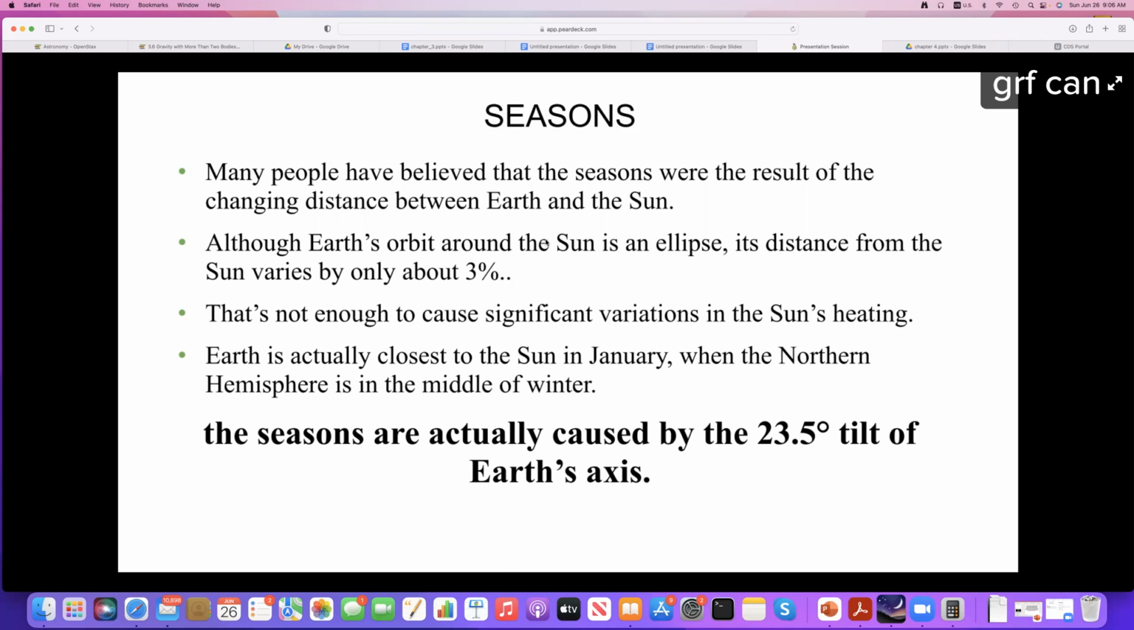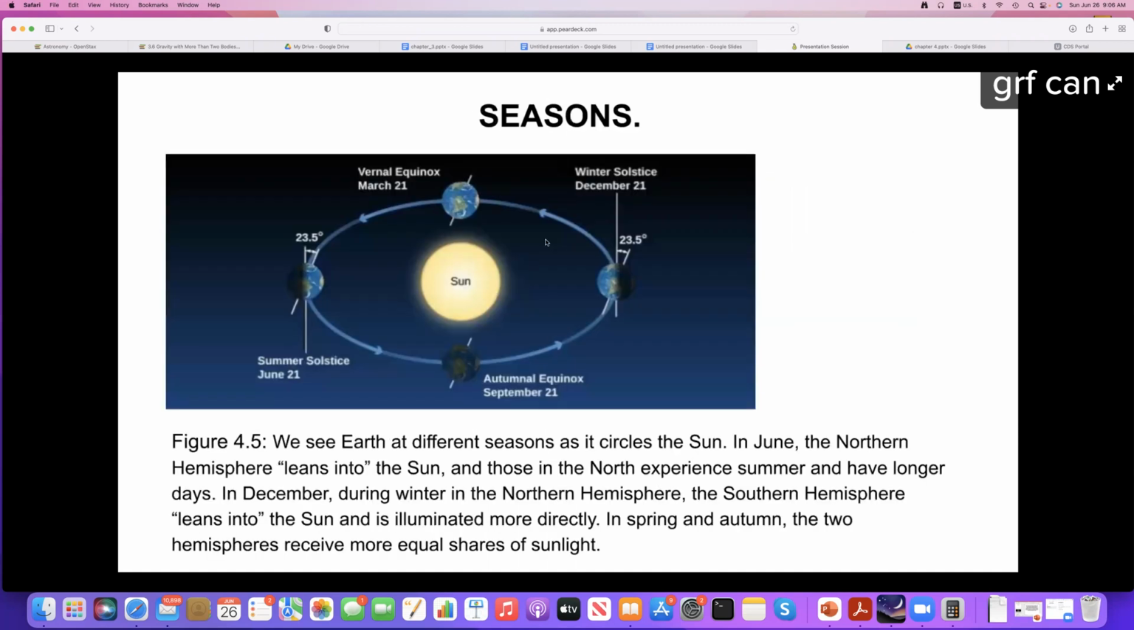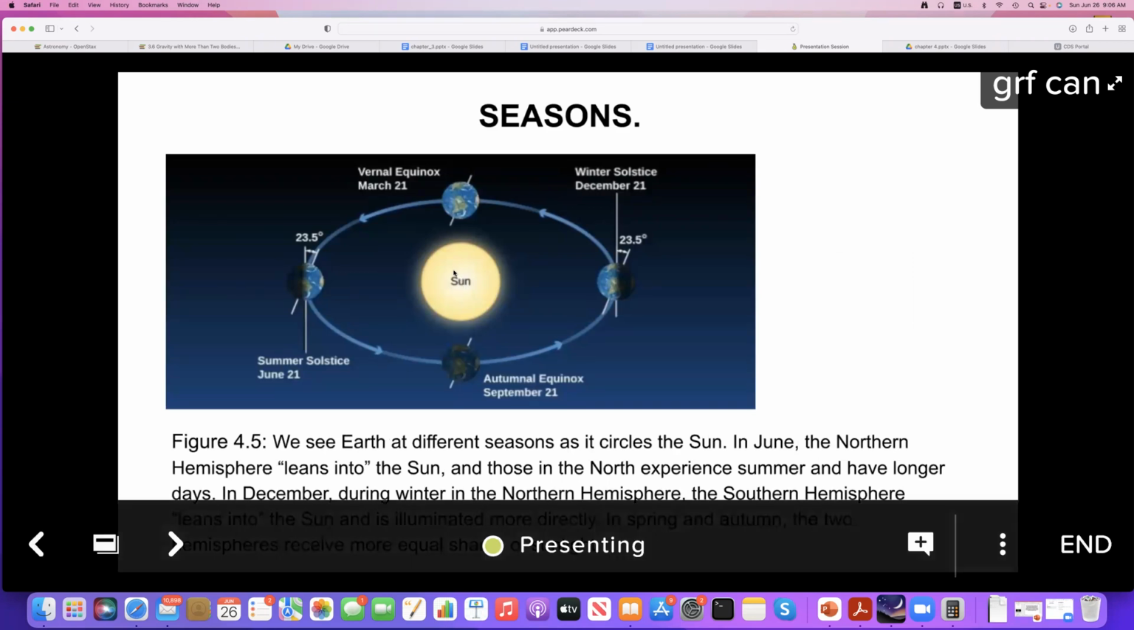What actually causes the seasons is the tilt of our Earth's axis by 23.5 degrees, and I will explain why. Right, so here is our diagram, and you can see the Sun is at the center, and there is Earth at 4 different locations, and you can see there is a tilt on the angle of the Earth, and you can clearly see that.